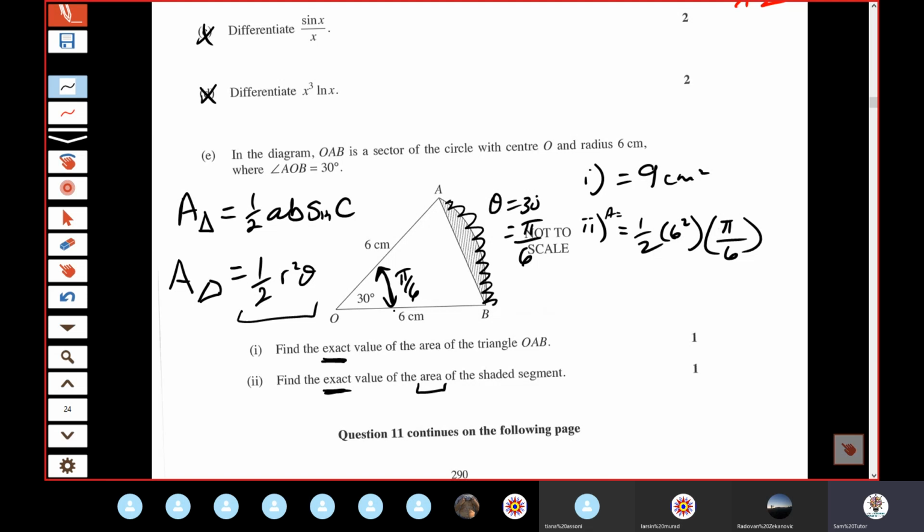180 degrees, because that's an actual angle. Do you understand the difference between the two questions? Talking about the context.